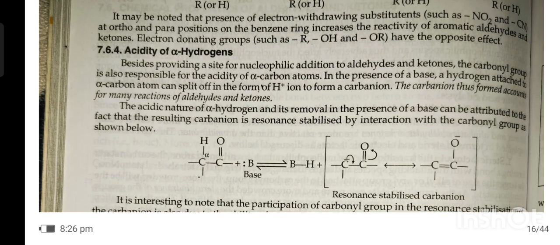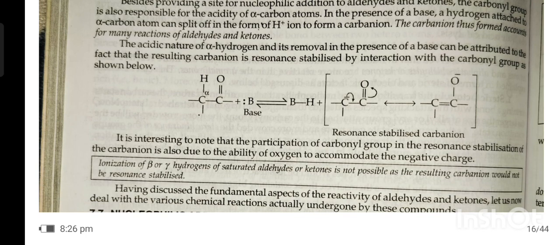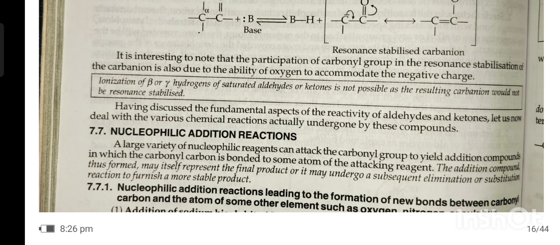The acidic nature of alpha hydrogen and its removal in the presence of a base can be attributed to the fact that the resulting carbanion is resonance stabilized by reacting with the carbonyl group as shown below. It is interesting to note that the participation of the carbonyl group in resonance stabilization of the carbanion is also due to the ability of oxygen to accommodate the negative charge. Ionization of beta and gamma hydrogen of saturated aldehyde or ketone is not possible as the resulting carbanion would not be resonance stabilized.